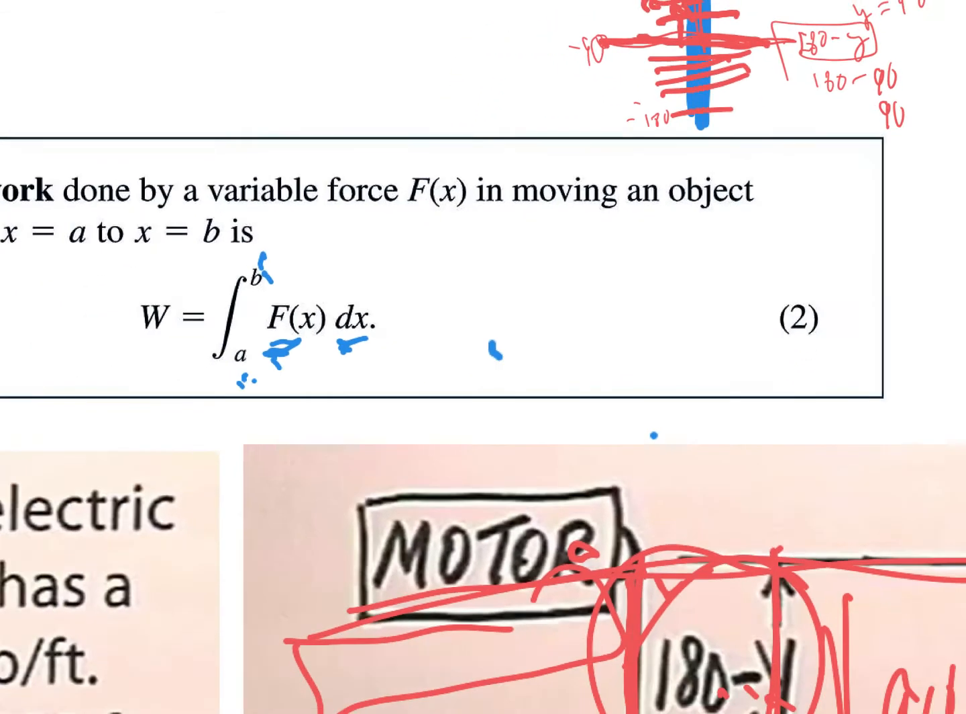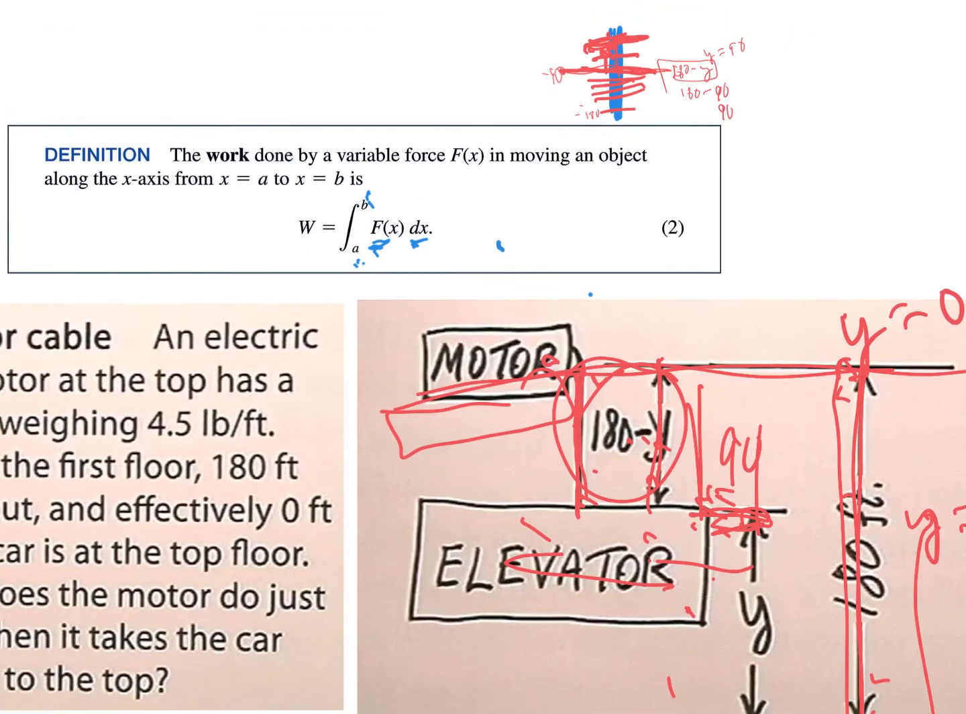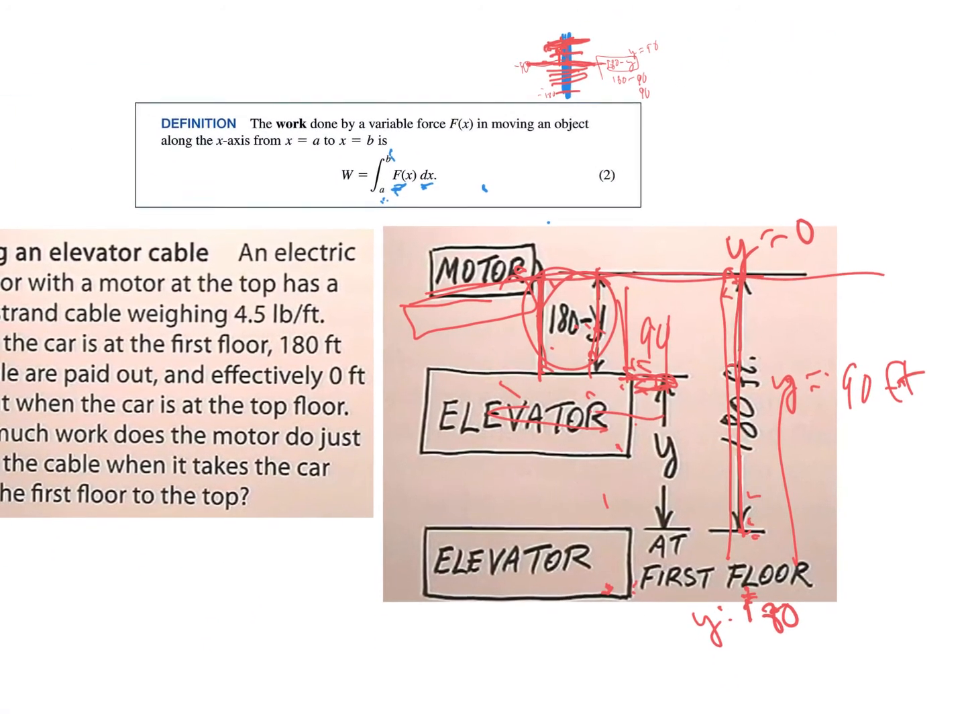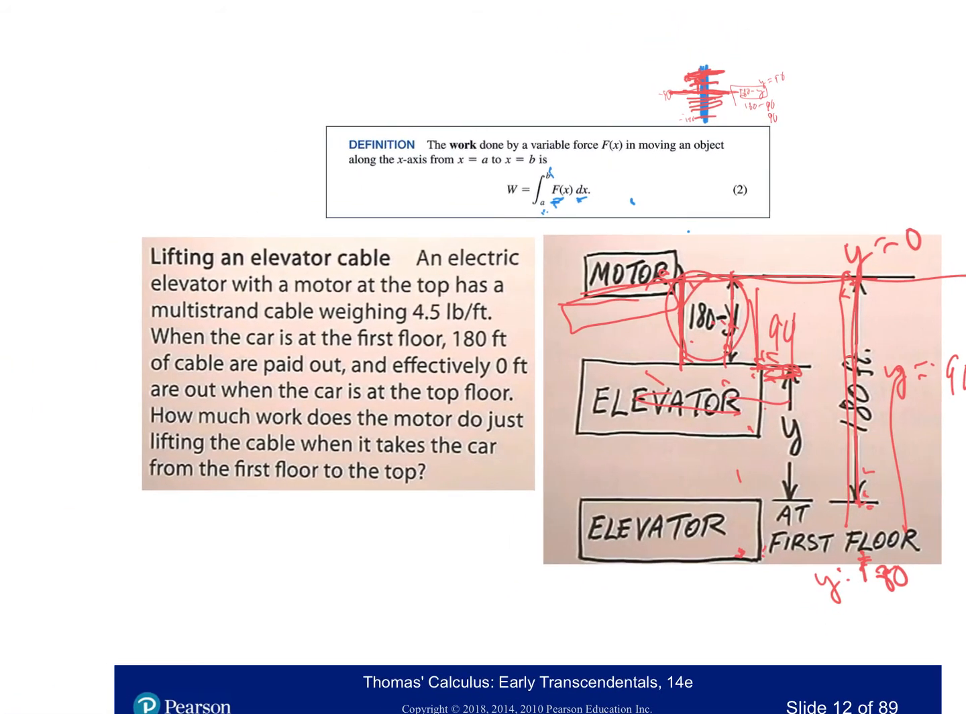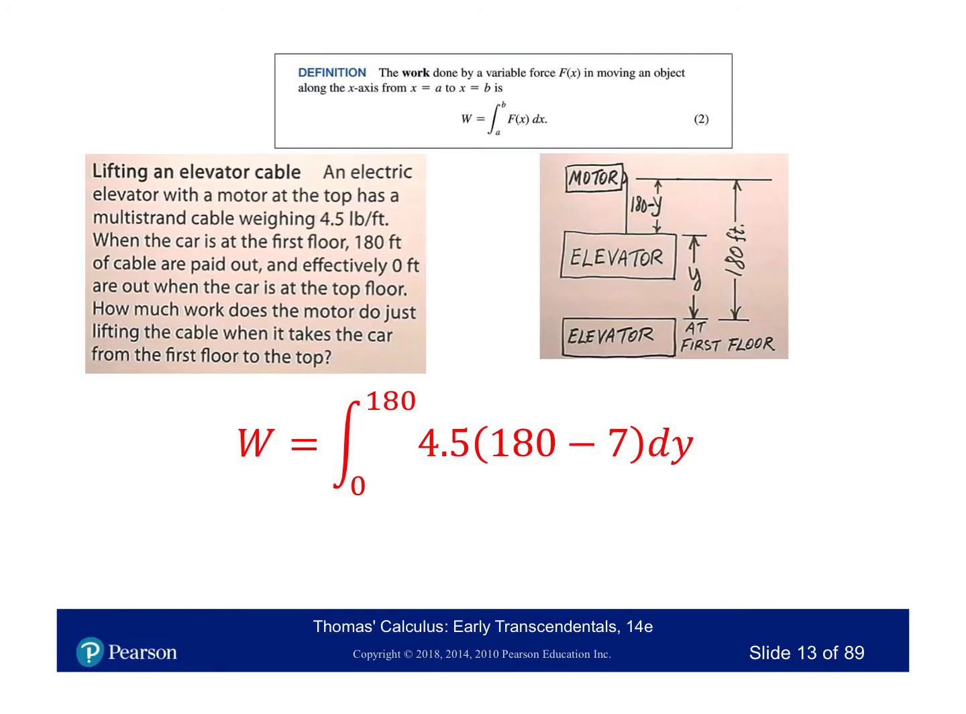All right, what else do I have to think about? Maybe nothing. I think I already set up the integral on the next page. I did, except there's a typo. I should have fixed it for you guys. 180 minus y. So I'm going from 0 to 180. 4.5 is the weight. So now you're wondering, well, if that's my force, technically the dy is also part of it because it's 4.5 pounds per foot.